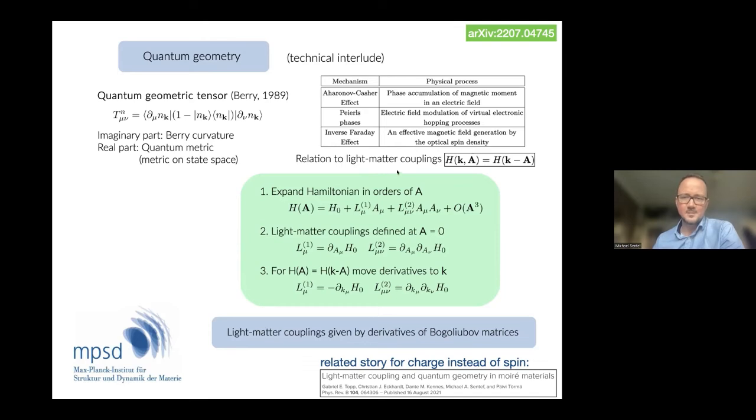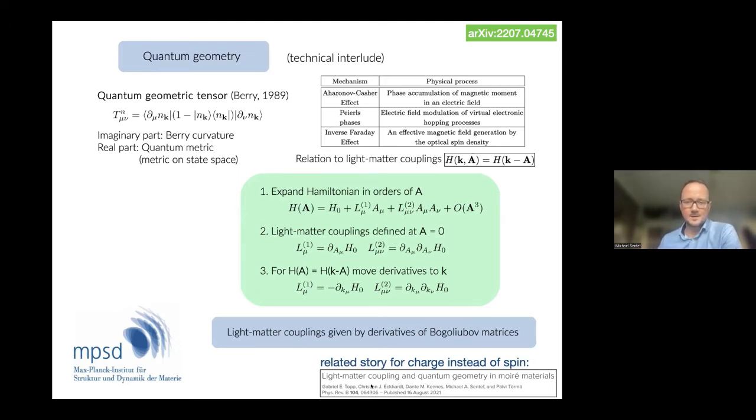And now you can expand the Hamiltonian systematically in orders of the external field, the vector potential, which belongs to the photons in the process. And you find, very analogously to the electronic case, different derivatives of the Hamiltonian with respect to the momentum, as you know from the electronic case. Importantly, these light-matter couplings are now given by derivatives of the Bogoliubov matrices that appear when you do the spin wave expansion and the transformation to diagonalize the spin wave Hamiltonian.